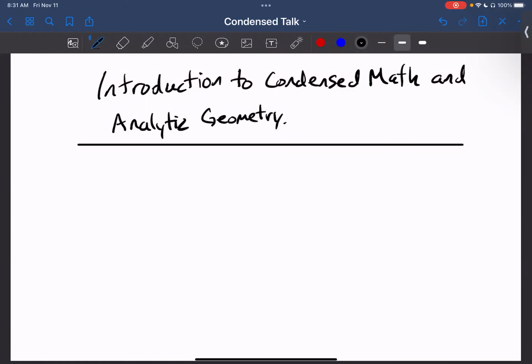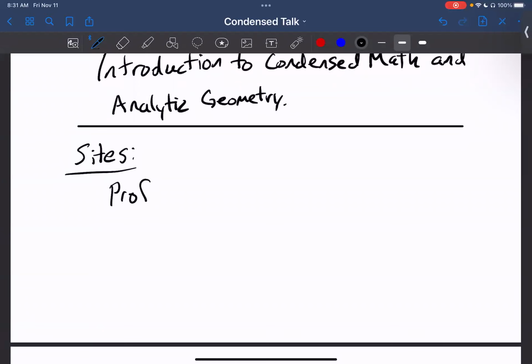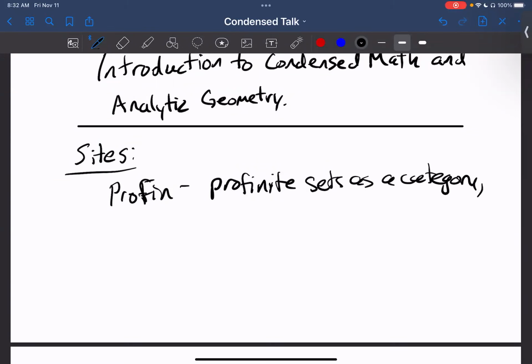All right, so today we're going to talk about condensed math and some analytic geometry. So if we're going to talk about condensed math, the first thing we should know is, well, what is condensed math? So let's go ahead and start by defining some sites. This is in the sense of a Grothendieck site in algebraic geometry. So we have the site ProFin, the category of profinite sets, and where the covers are finite families of jointly surjective maps.